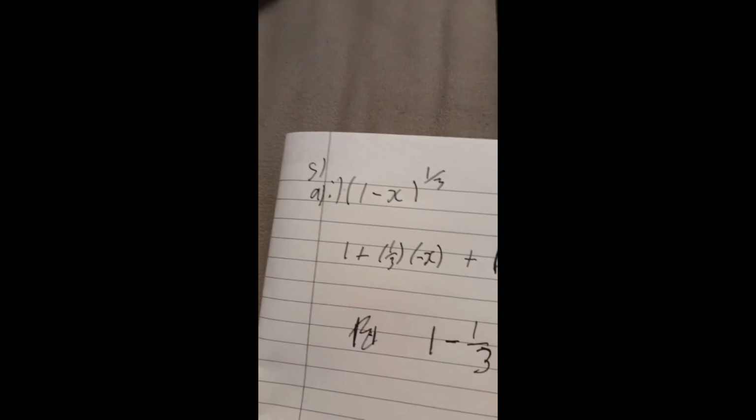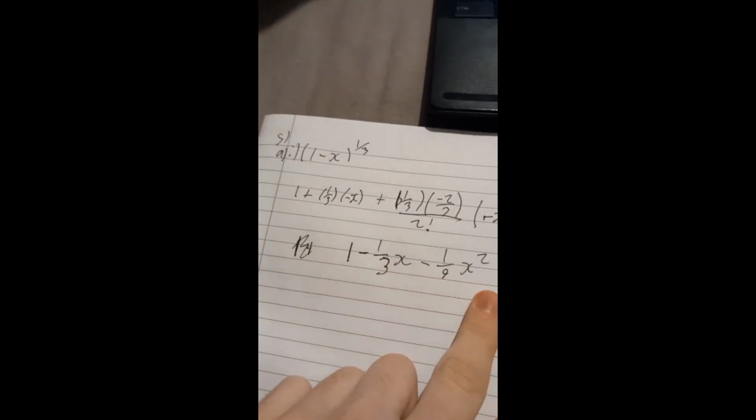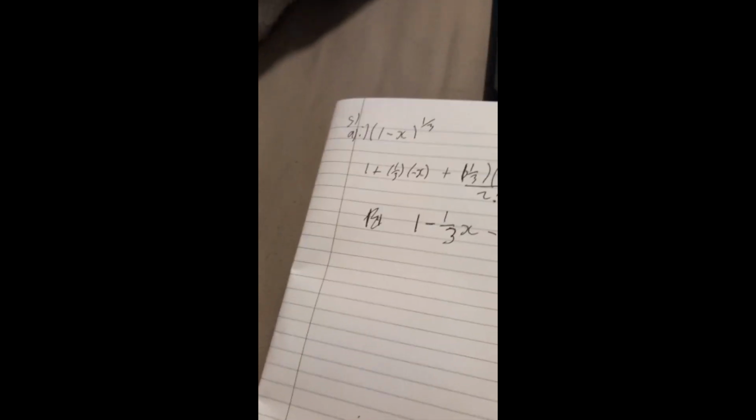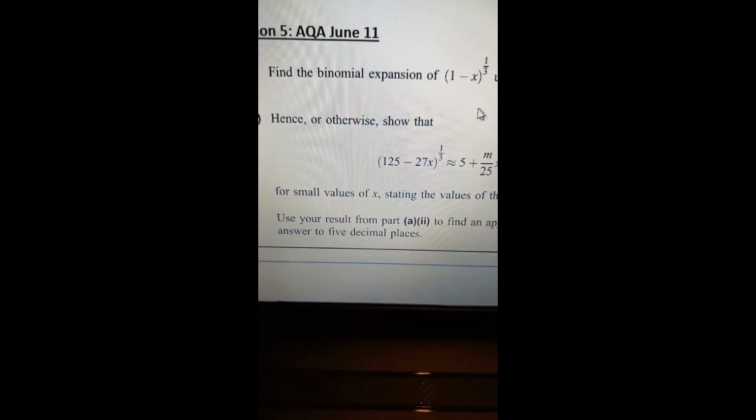Alright, question 5A1. First part, you should fly through it. Nothing else needs to be in that. You just put it in your equation and you get this. Alright? Part 2. This is hence or otherwise, show that. I'm just going to opt for the otherwise option.